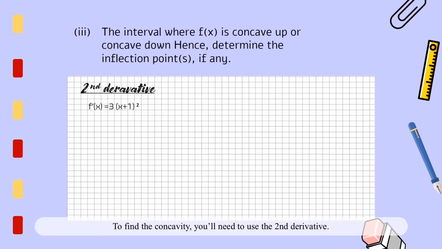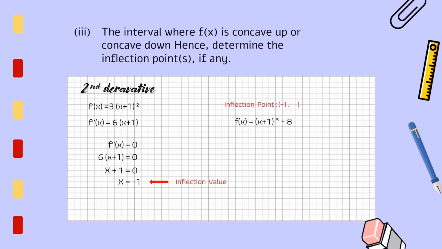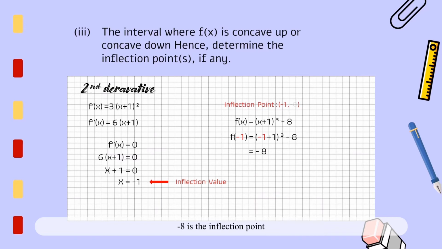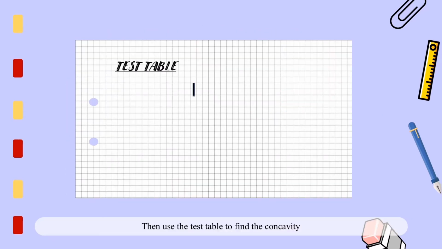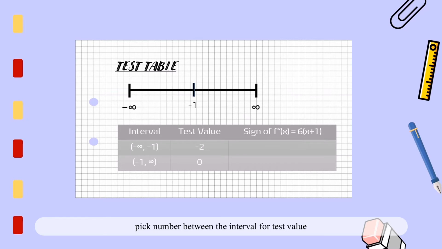To find the concavity, you will need to use the second derivative. Then set f double prime x equals 0 to find x, which is the inflection value. Next, you need to find the inflection point. Negative 8 is the inflection point. Then, use the test table to find the concavity. Pick a number between the intervals for the test value.